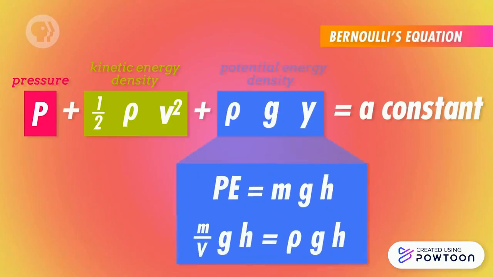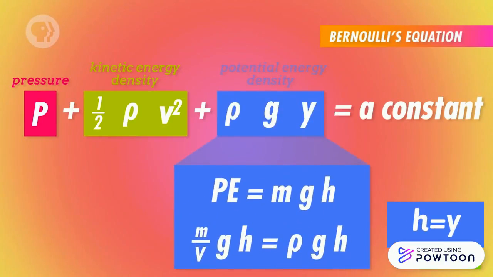Finally, a flowing fluid also has the potential energy that comes from gravity. Potential energy from gravity is equal to an object's mass times g times its height. When we divide that by volume, we get density times g times height. It is called the potential energy density, the third term of the equation.